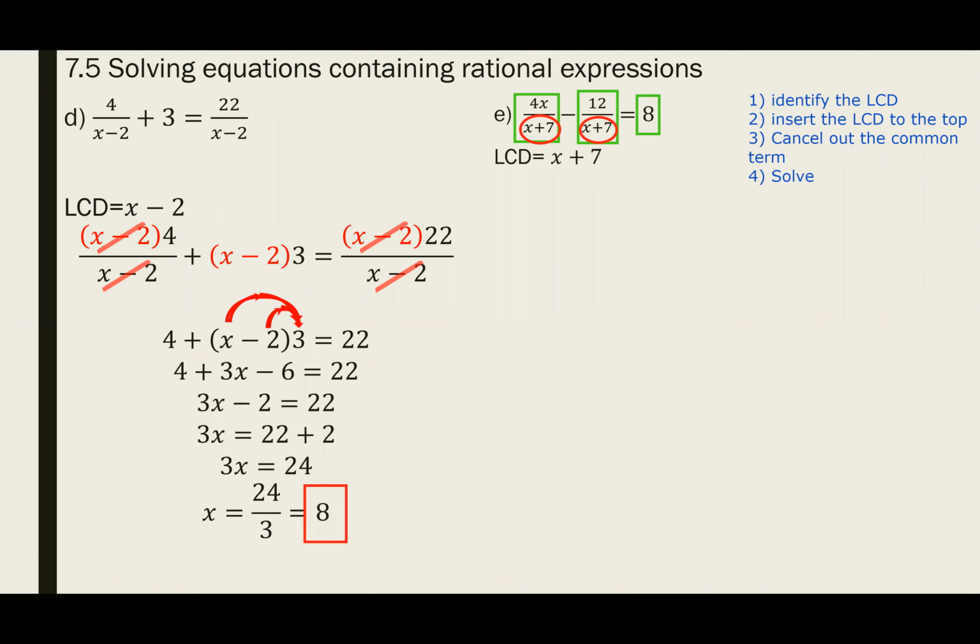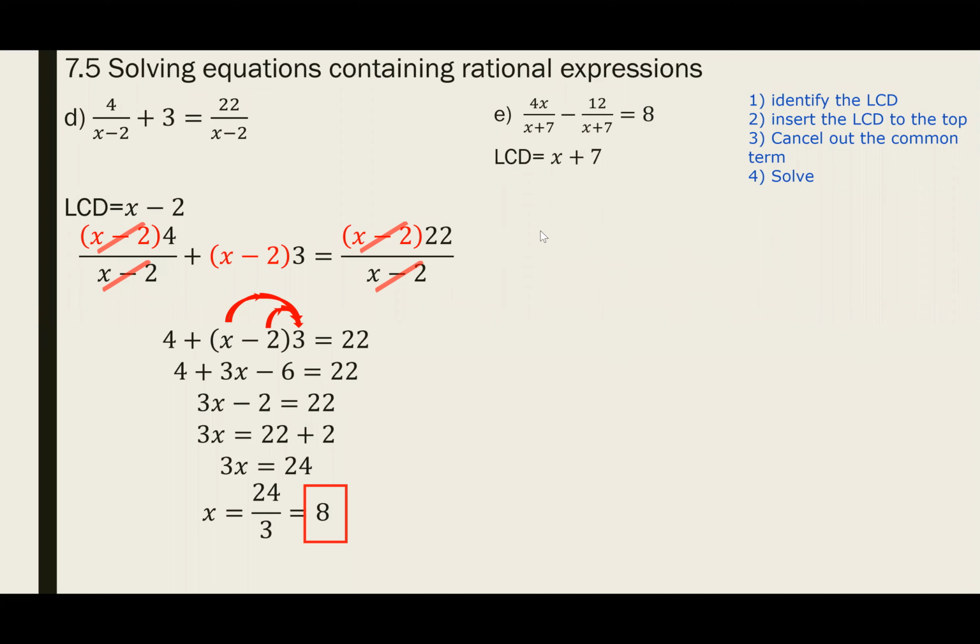Again, hopefully I typed the step over there for you guys, which is identify your LCD. Hopefully you see that the LCD for this problem and the previous problem is very similar. The LCD is basically the x plus 7, right? The x plus 7 is my denominator because it repeats. I use it one time, so my LCD is x plus 7.